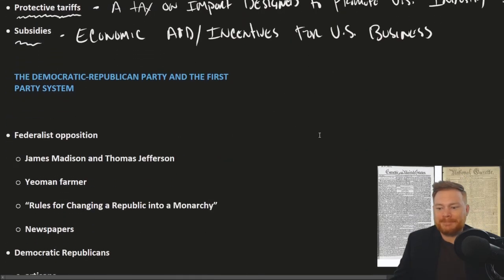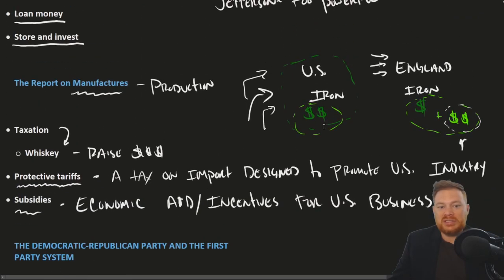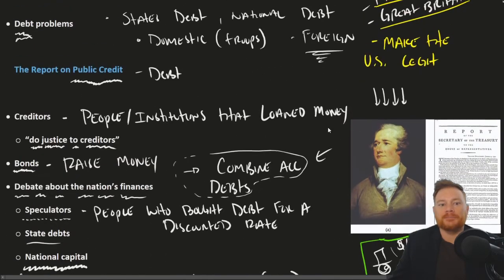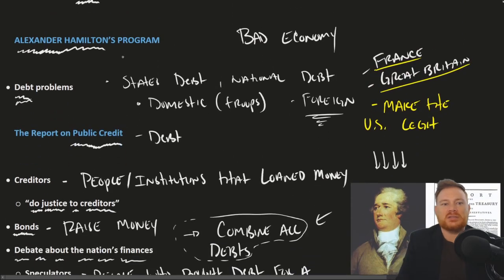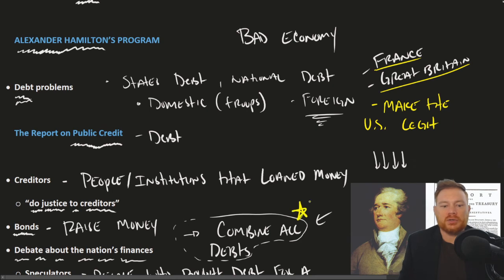Like we mentioned before, not everyone agreed. So before we jump ahead, Hamilton did get all of his economic plan, right? So Hamilton did get all of his economic plan. So all the debts were combined together.